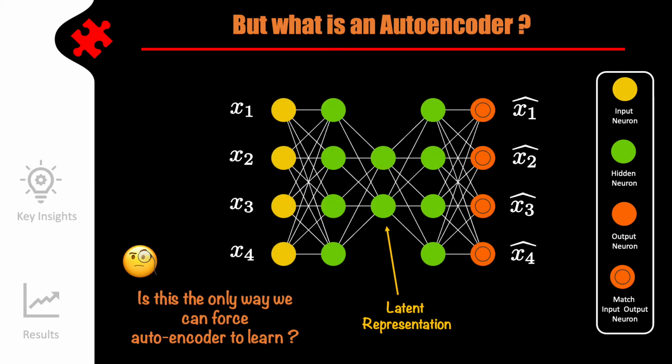So by reducing the dimension of one of the hidden layers, which we call our latent representation, we have forced the network to learn something meaningful, as it has to recreate the inputs from this low dimensional vector. It's like putting a little pressure on the network or constraining it. But is this the only way we can do it? Is this the only way we can force or twist the arms of our network?